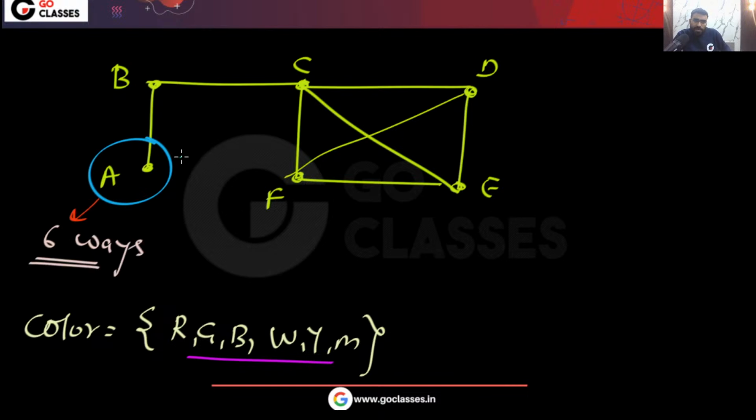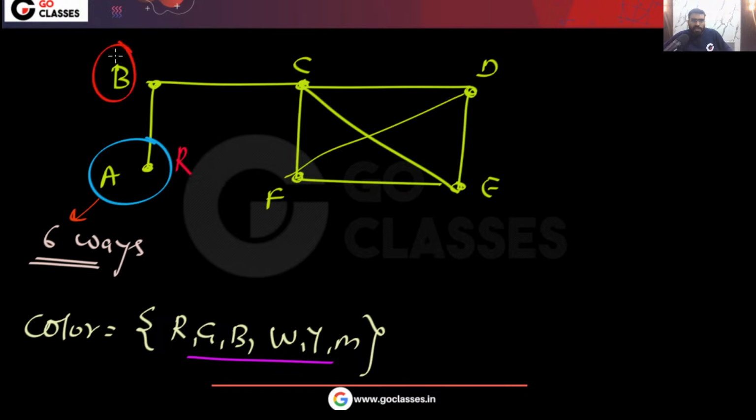Let me give the color red to vertex A. Because remember, you can give any color to vertex A, since I am starting from vertex A. You can use any of the colors. So there are 6 ways for vertex A.